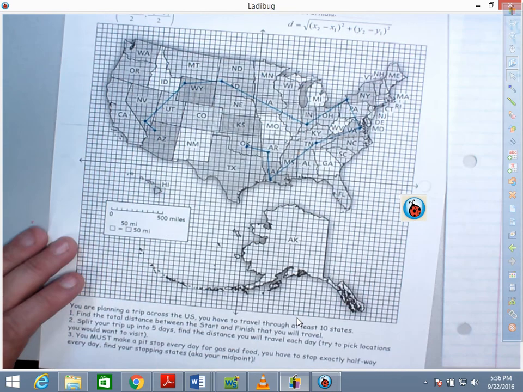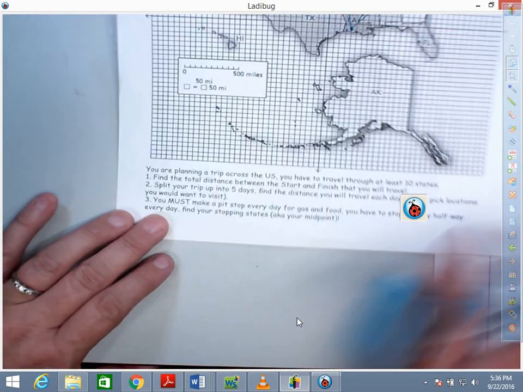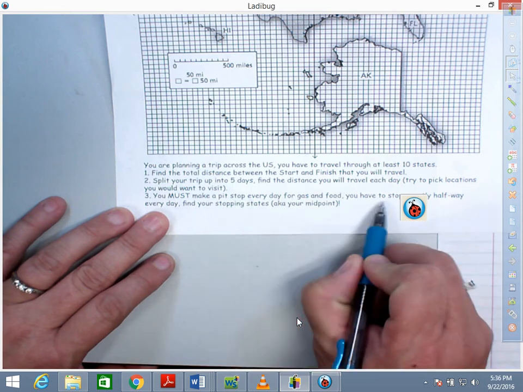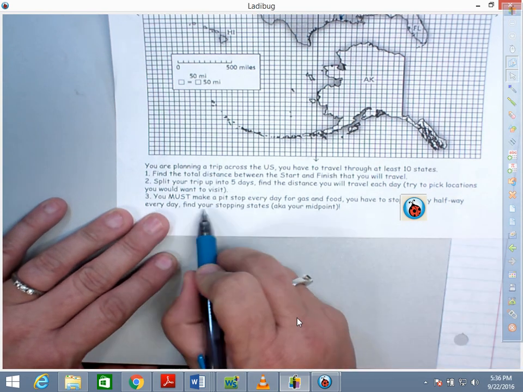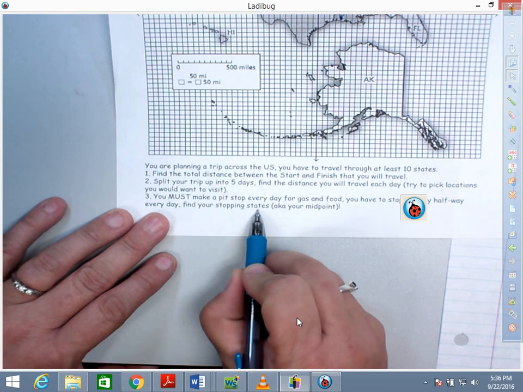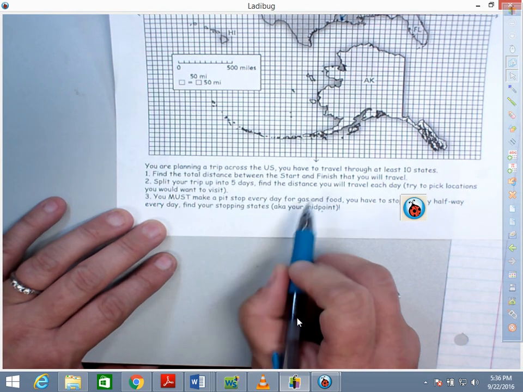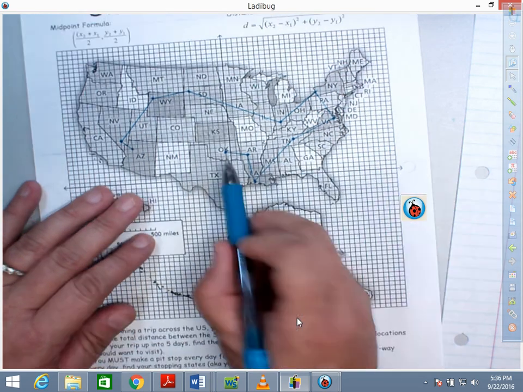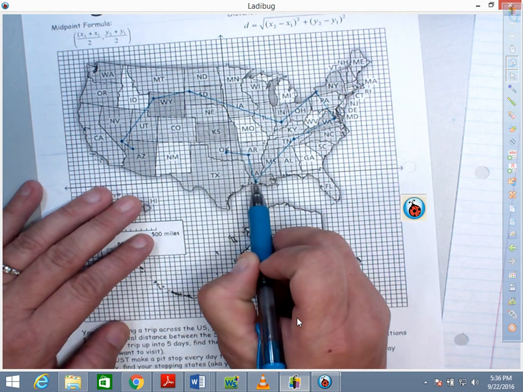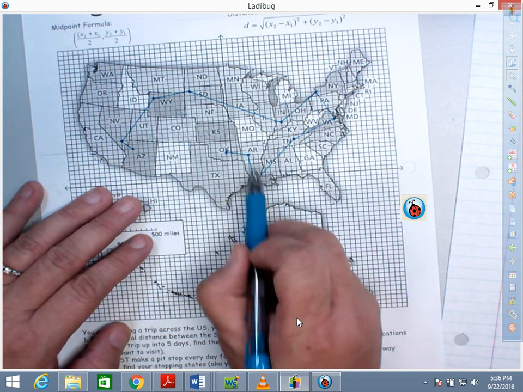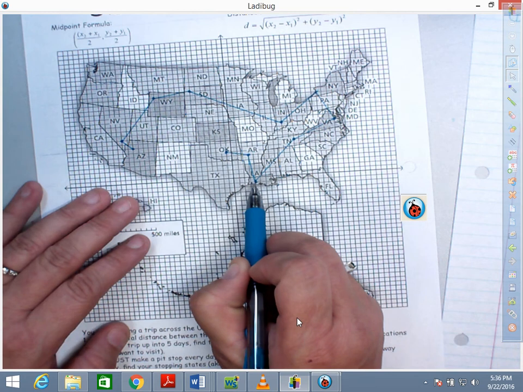The last part says that you must make a pit stop every day for food and gas. You have to stop exactly halfway every day, finding your stopping space, aka your midpoint. So you're going to have to find your midpoint. In mine, day 1 is Oklahoma to Arkansas, Arkansas to Louisiana. So I've got to find this total distance and then locate where my midpoint would be.